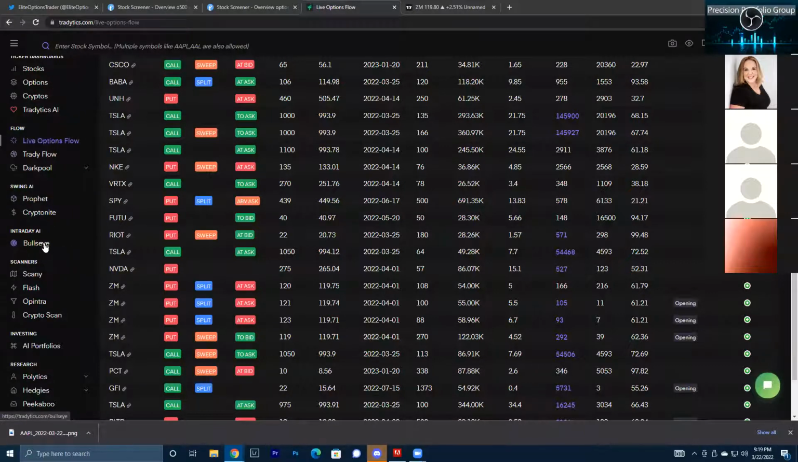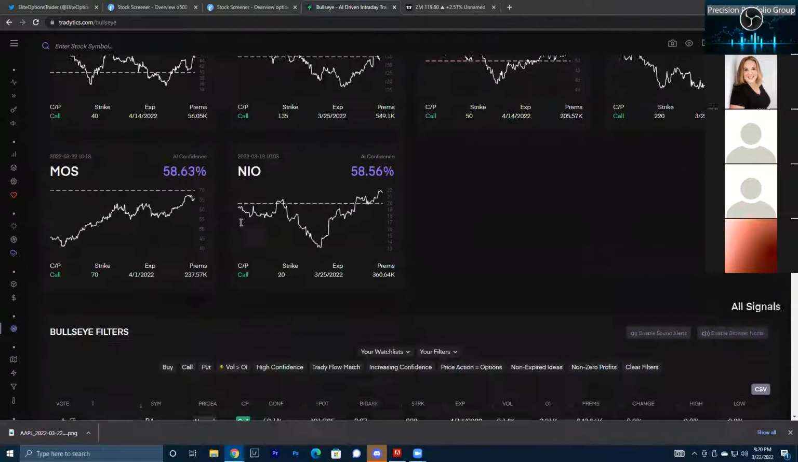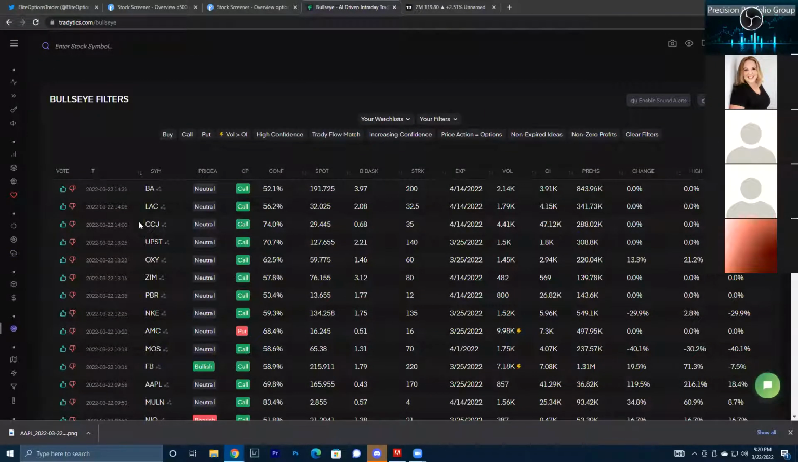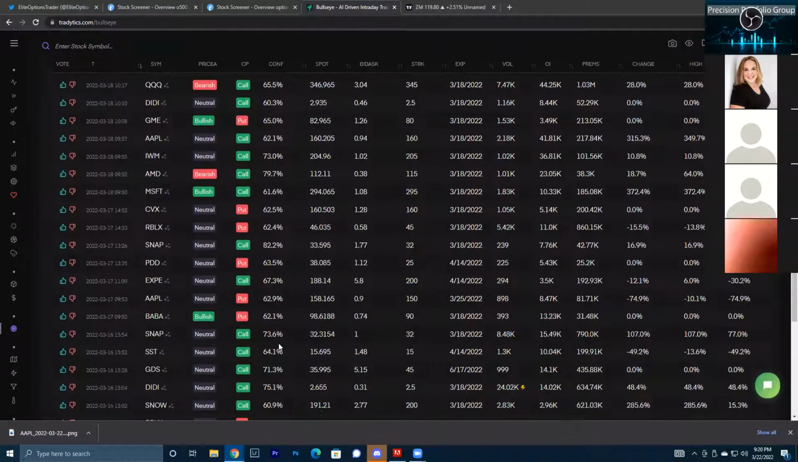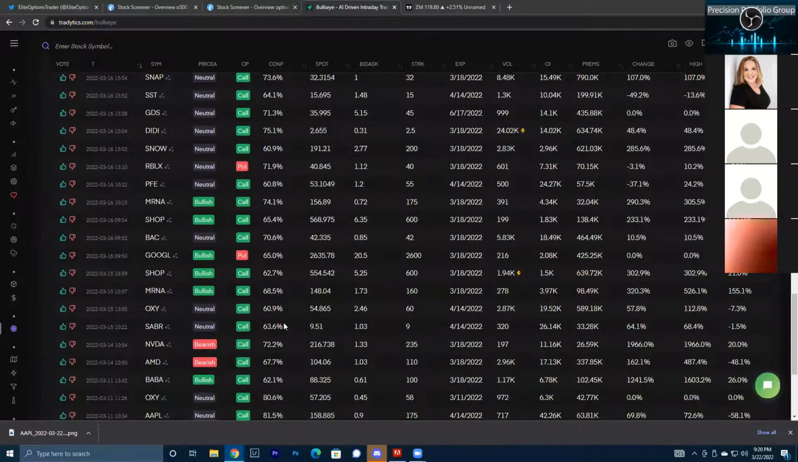Another thing too for the beginners, this here, Bullseye. Whoever has Tradytics, Bullseye. I love Bullseye. Bullseye will give you certain calls that people are making right that instant. Sweet calls. And what I like to do, I don't just look at the ticker, look at the particular call or put play, but I click on the high confidence, and anything over 80, 90%, that's what I look at. Like 83% here. And I wouldn't go anything lower than 80%.